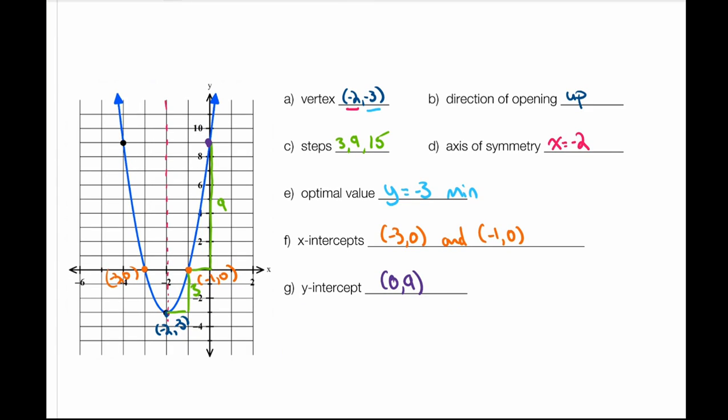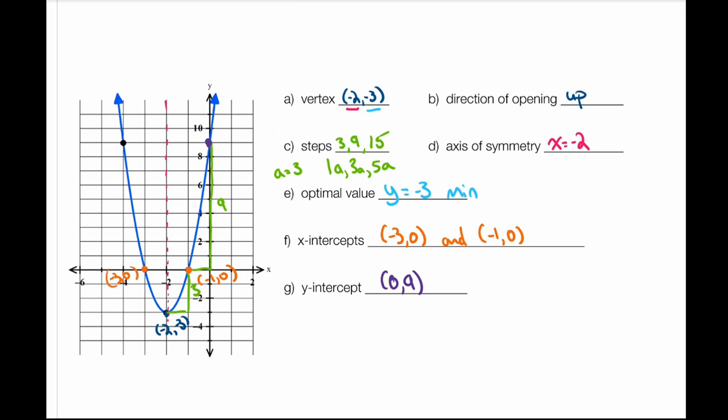You should have found that the vertex was -2, -3. It was opening up. The steps were 3, 9, and 15. We could determine that because, again, the general form, and we have this in our notes previously, is 1A, 3A, 5A. So from figuring out the first step was 3, we determined that our A value is 3. So 3 times 3 is 9, and 5 times 3 would be 15, which would be our third step. So even though we can't see that on the graph, we could determine that.